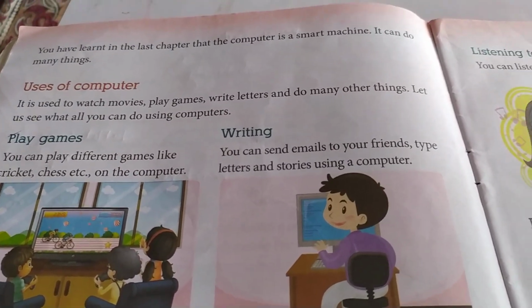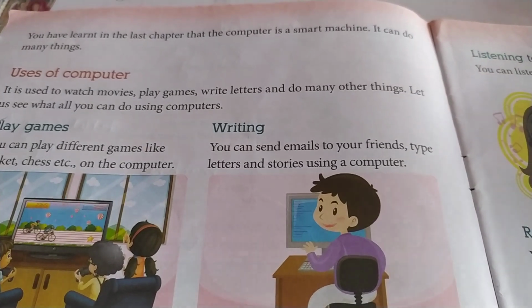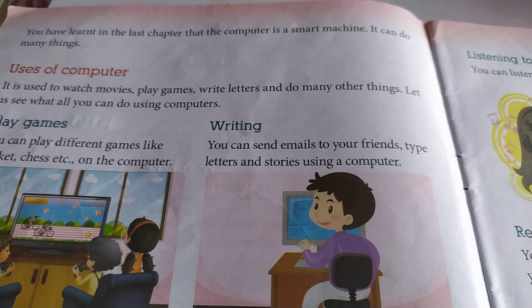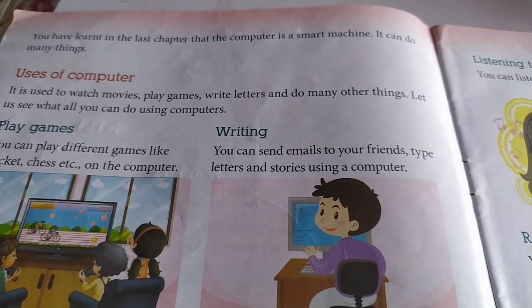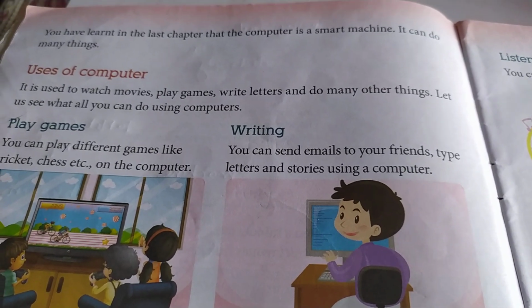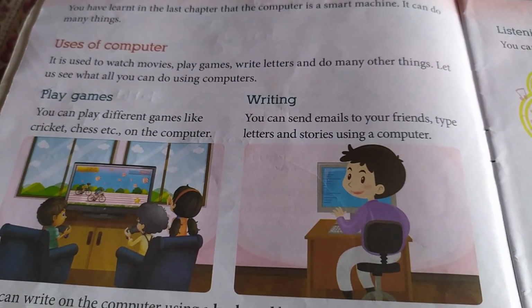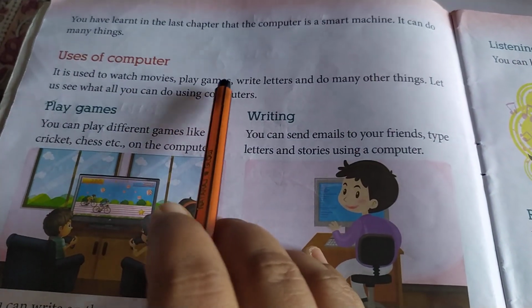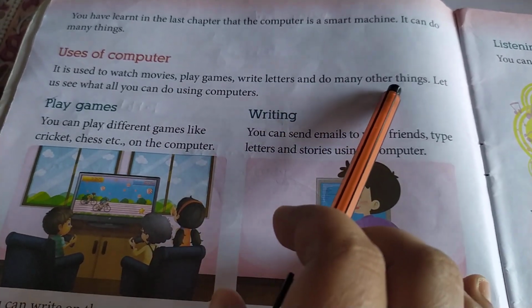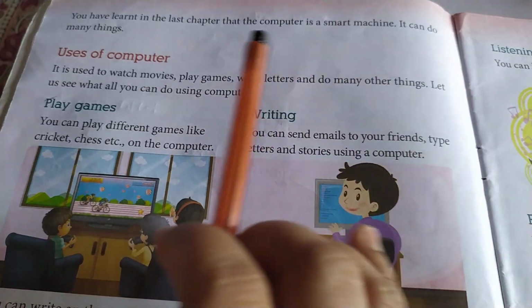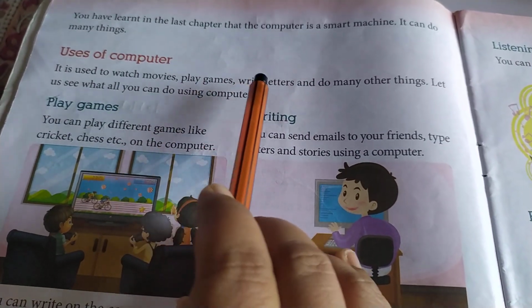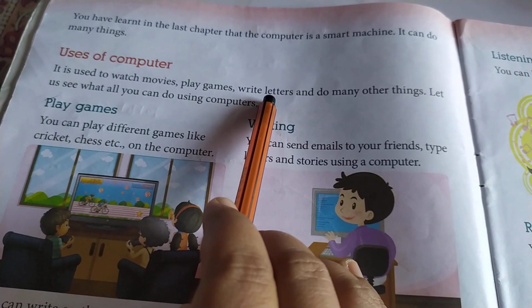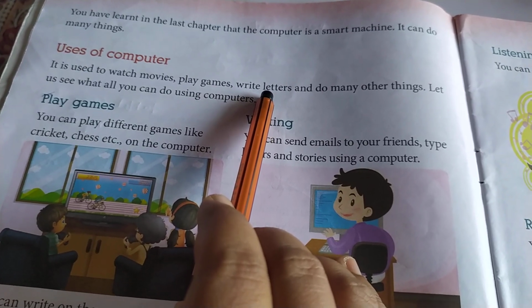Page number 16. In the last chapter we already learned that the computer is a smart machine because it can do many things. So it is called a smart machine. Now what are the uses of computer? Let us learn. It is used to watch movies, play games, write letters and do many other things. Let us learn what those things are.